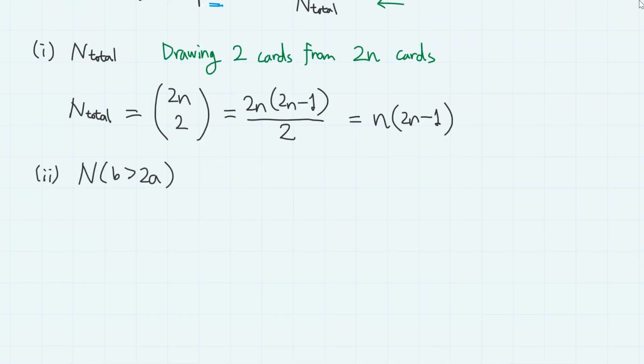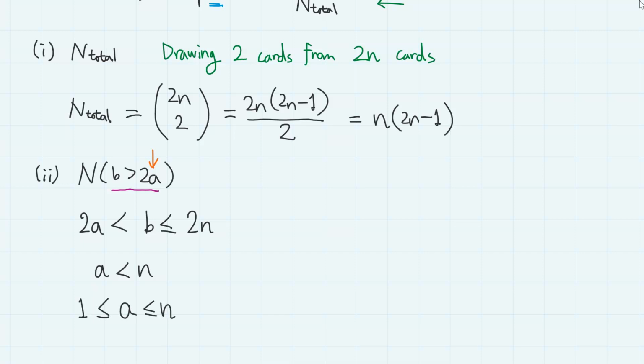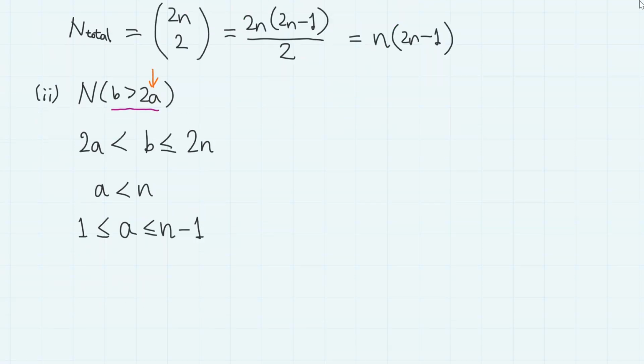Next, the number of cases where B is greater than 2A. First, let's think about the possible values of A, the smaller number between the two. We know that the maximum value of B is 2n, the number of cards. Therefore, when B is greater than 2A, we have A less than n. This means that A can have values ranging from 1 to n minus 1.